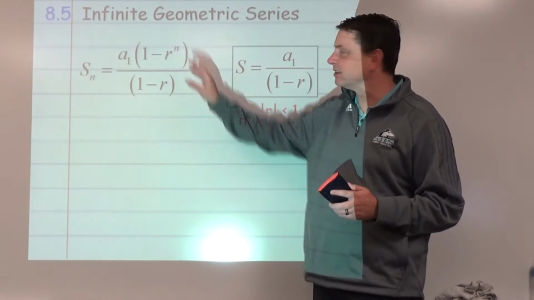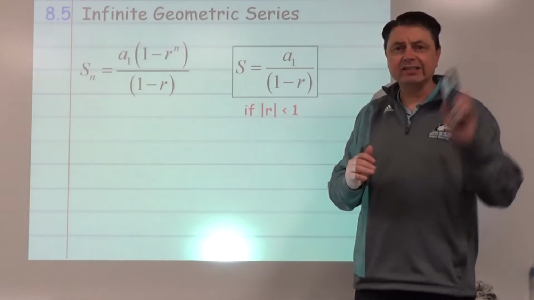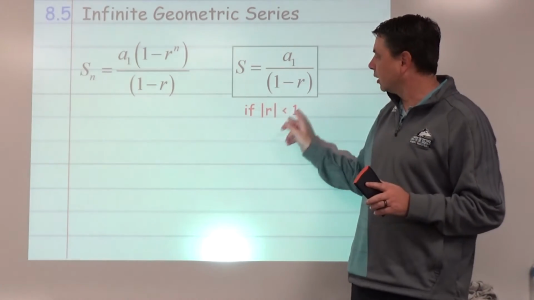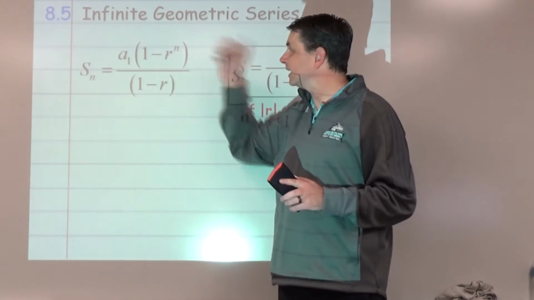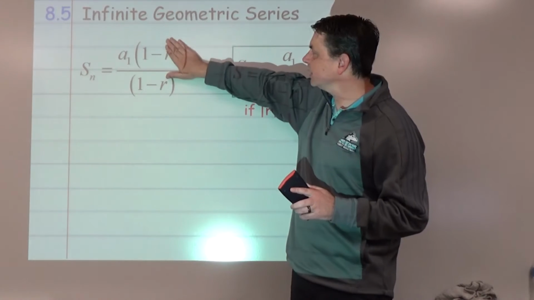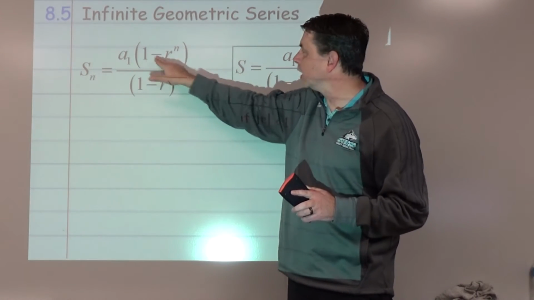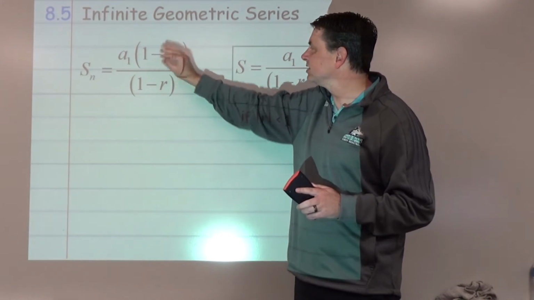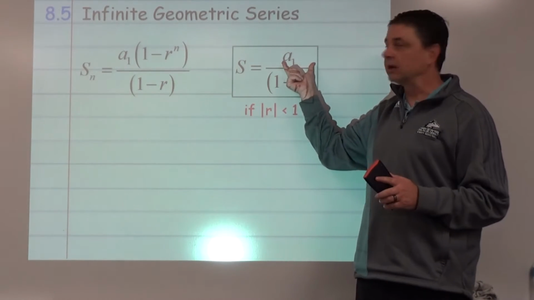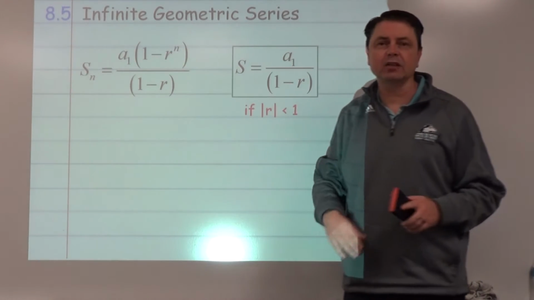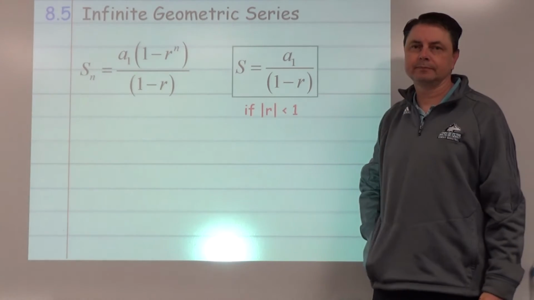So what happens then is that when we take our appropriate r and we raise it to a gigantic power, like we would for an infinite series, this becomes 0. So it goes away. We get 1 minus 0. 1 minus 0 is 1. That's why our formula becomes this, because the r to the nth power just goes away.